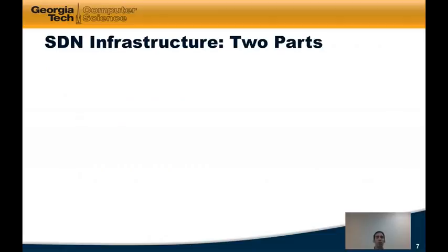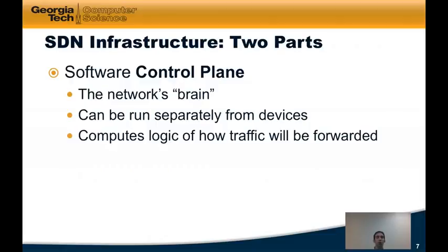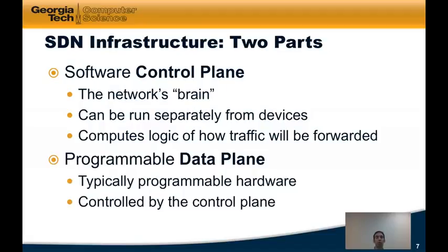So SDN infrastructure has two parts. The first is the control plane. That's the network's brain. That's essentially what is controlling the behavior of the network. The control plane can be run separately from the underlying network devices, the routers and switches that actually do the forwarding of the traffic. The control plane also computes the logic of how traffic is going to be forwarded through the network according to higher level policies. The second part of the infrastructure is the data plane. This is typically programmable hardware that's controlled by the control plane.